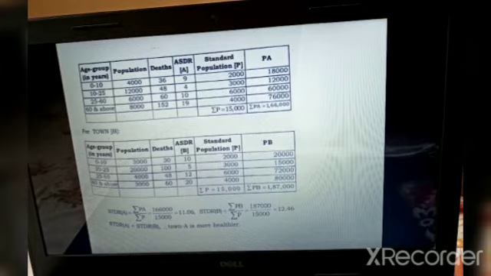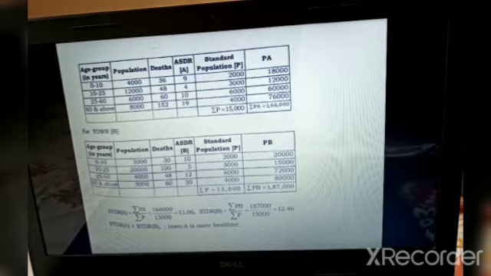So now the formula for the standardized death rate is summation PA divided by summation P. For town A, the summation PA was 1,66,000, divided by summation P, which was 15,000. So that is nothing but 11.06. Similarly, the standardized death rate for town B is summation PB divided by summation P. Summation PB for town B was 1,87,000, divided by summation P, which was 15,000. So after calculating, we get 12.46.